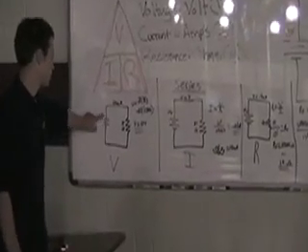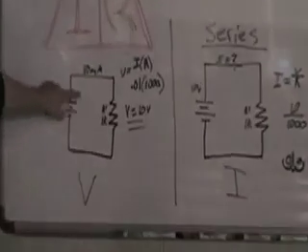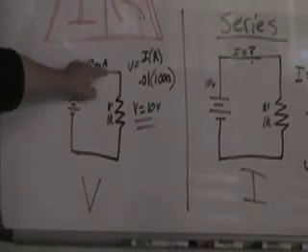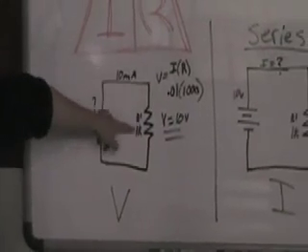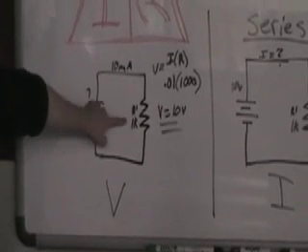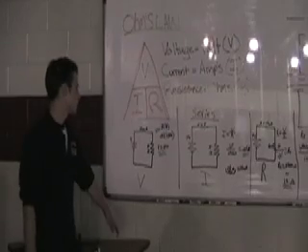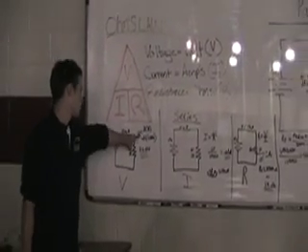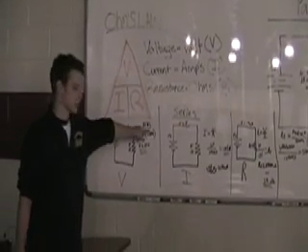This symbol here stands for your battery supply. This would be your current, 10 milliamps. And this symbol is your resistor, and that will be measured by resistance. To find the voltage, you take your current times your resistance.